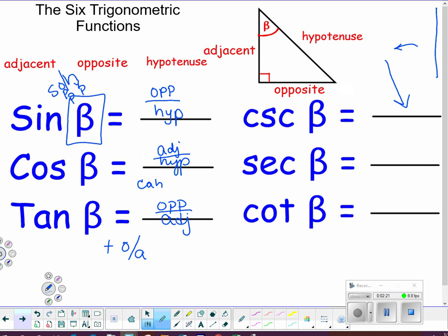Cosecant is the reciprocal function to sine, so cosecant will be hypotenuse over opposite. Secant is hypotenuse over adjacent. It is the reciprocal to cosine, and cotangent is the reciprocal function of tangent. So adjacent over opposite.